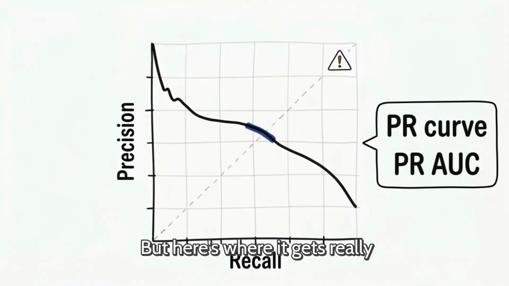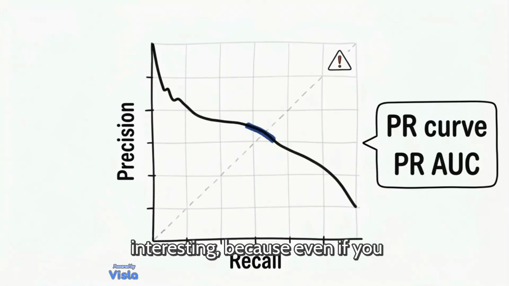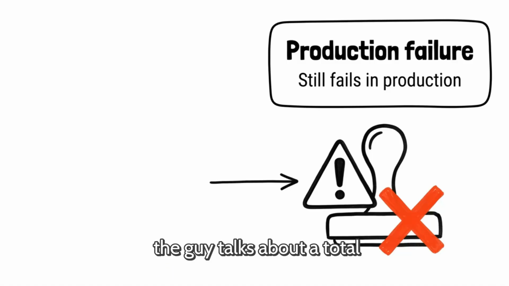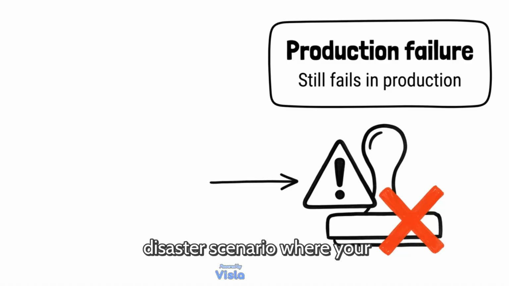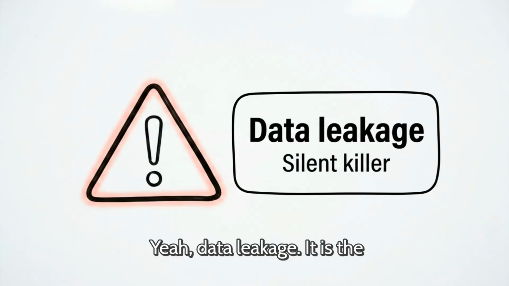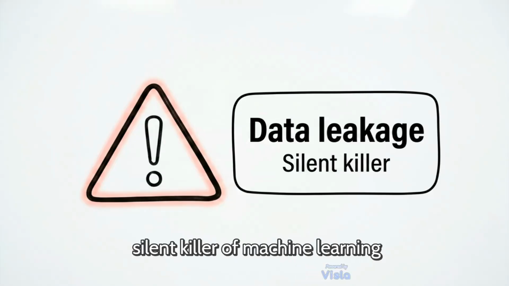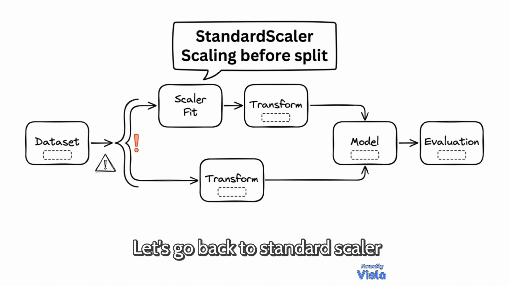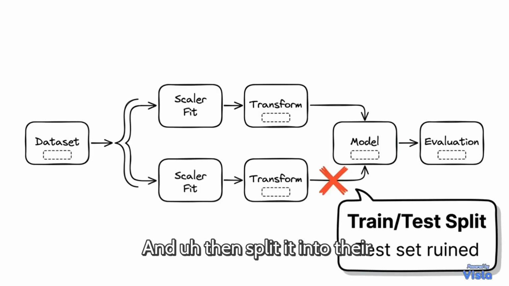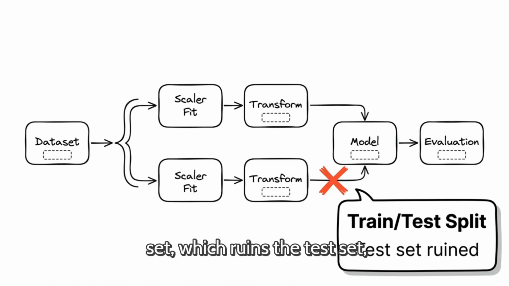Yeah, exactly. But here's where it gets really interesting, because even if you get your PRAUC dialed in, the guide talks about a total disaster scenario where your model still fails in production. We hinted at this in the intro. Yeah, data leakage. It is the silent killer of machine learning models. Let's go back to standard scaler for a second. A lot of practitioners will scale their entire data set first and then split it into their training set and their testing set. Wait, which ruins the test set, right?